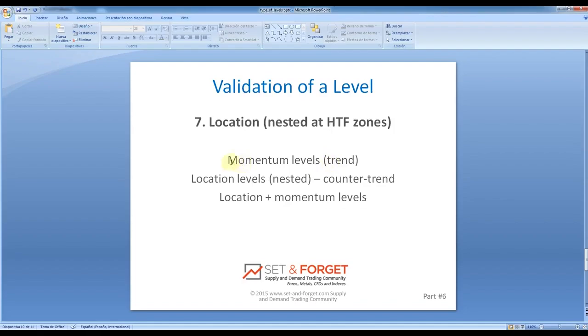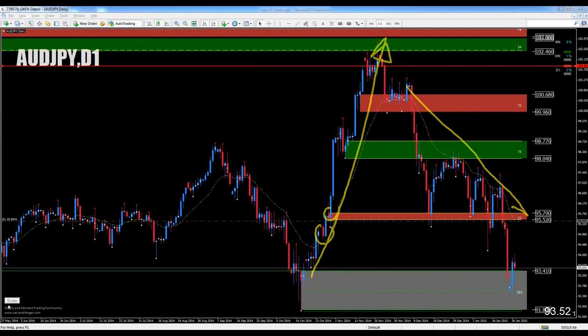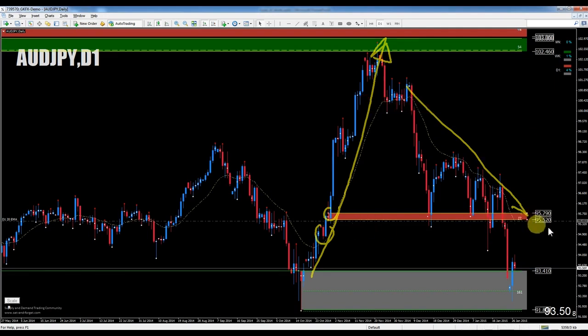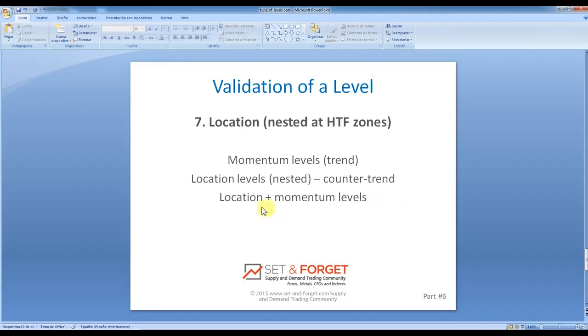So now we have seen the momentum type of levels that are levels like this, on the way up, and on the way down as well. These levels go with the upward bullish momentum, and this level on the way down, they go with the downward bearish momentum.